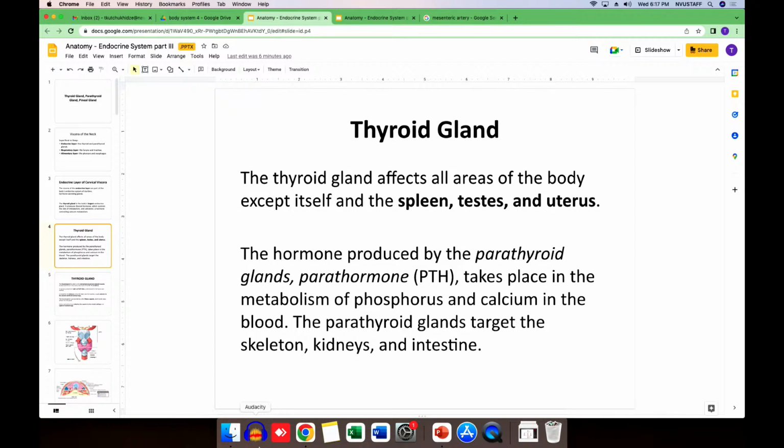So whatever we studied in our lectures regarding the intestine, about vitamin D and calcium absorption, we will use it here. In physiology we have not done the kidneys yet, but we will do it and go to this point. And regarding the skeleton, we will talk in endocrine physiology.